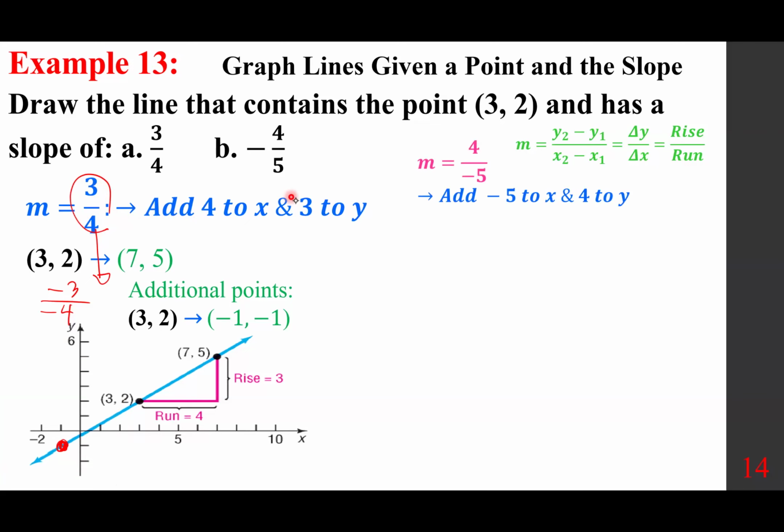When you look at this one, anytime the slope is negative, you have to decide where to put the negative sign, either at the top or at the bottom. You can't keep it in front of a fraction bar if you want to make up a new point. So, for example, you can write -4/5 or 4/-5. If you write it in this fashion, now -5 gets added to x: -5 and 3, -2. And 4 gets added to y. That means 6.